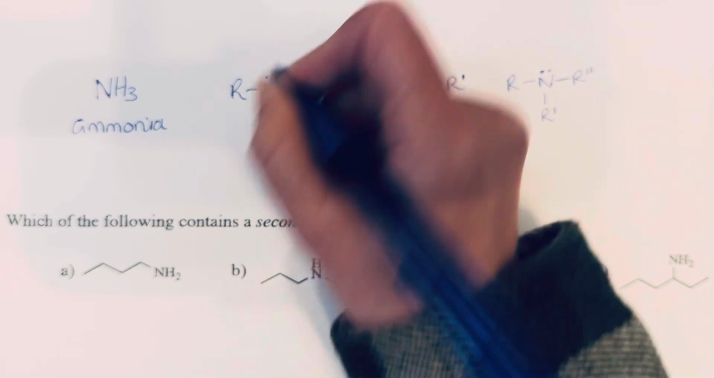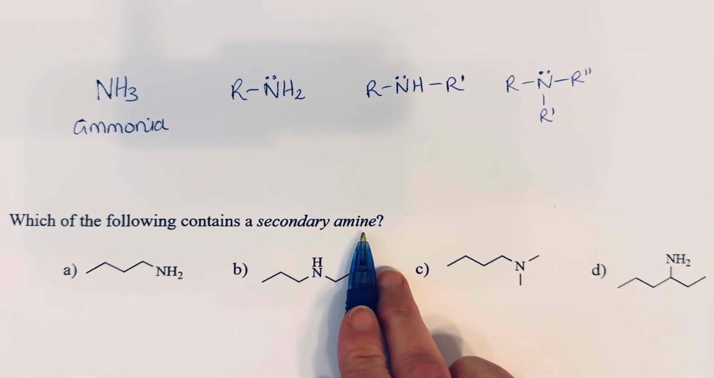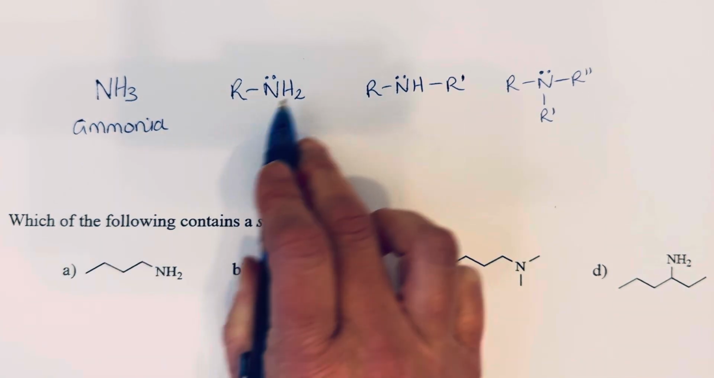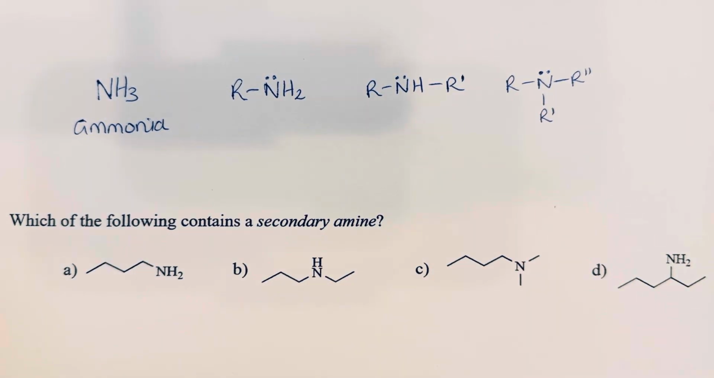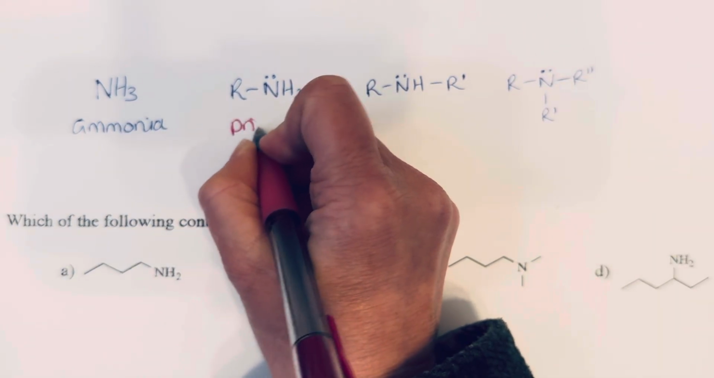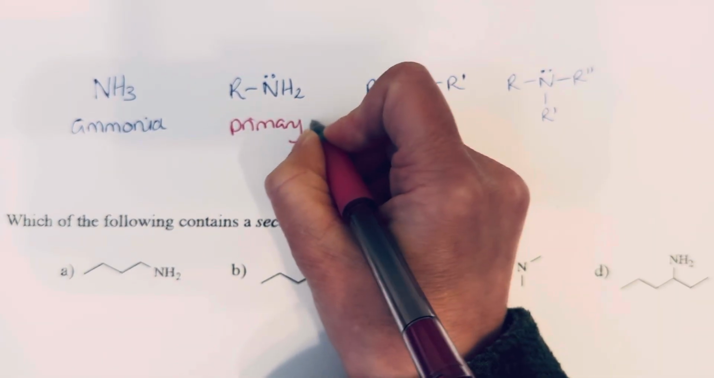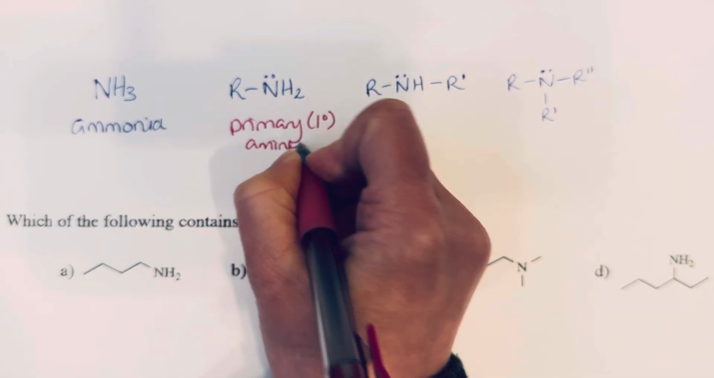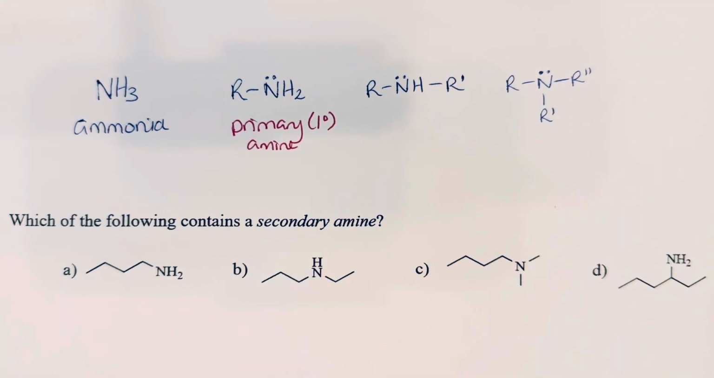Which brings us back to the terminology down here, secondary amine. So if we have an unsubstituted amine, it is just ammonia. If we have substituted one of those hydrogens with a carbon group, this is known as a primary amine, also given that symbol. So that is an amine with one bond to carbon.